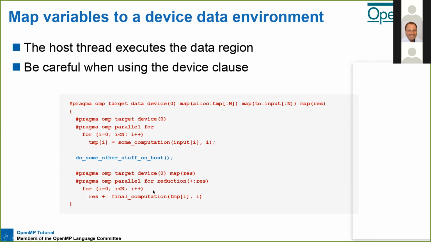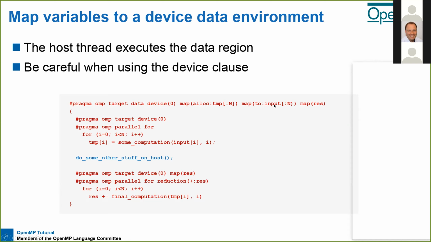So we have two kernels here, both work with a variable TMP. It's an array. The first kernel is writing to it, and the second kernel is reading from it and storing a result in res. Now, what is this target data region doing? It allocates TMP on the device. We don't need to copy it because it's being initialized on the device.